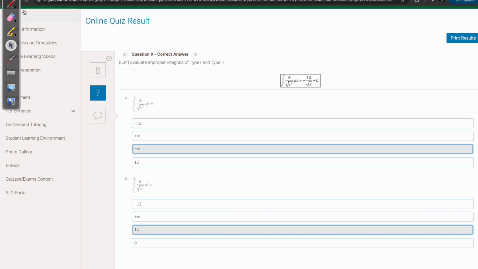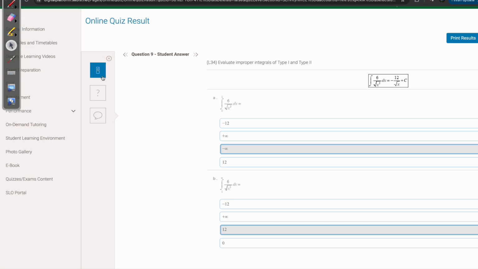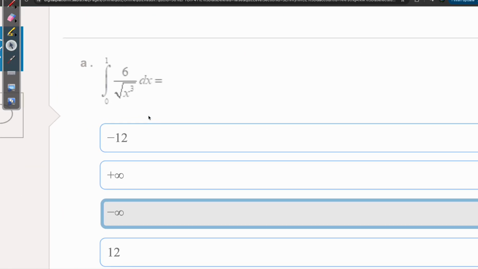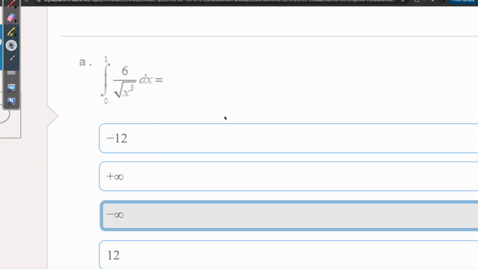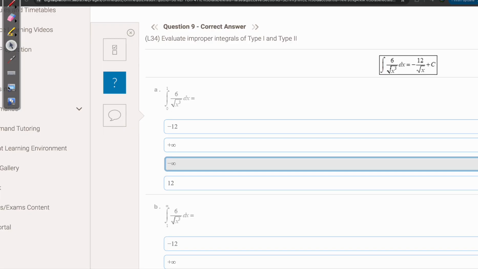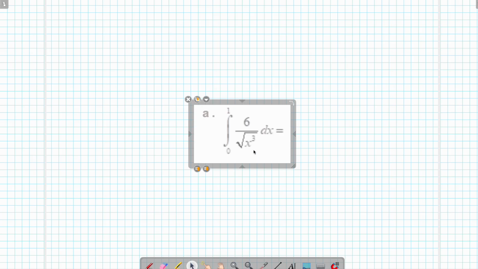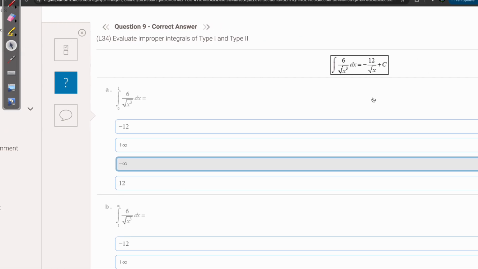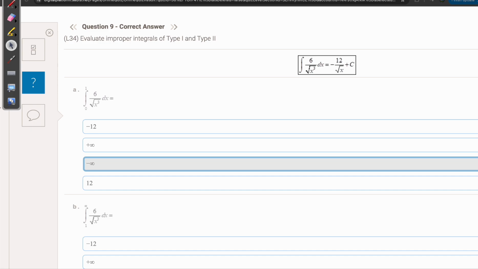Okay, first of all, from what I have seen, this is not the answer. Okay, the correct answer is positive infinity, and I'll explain why. So first I'm gonna grab this, right? And they also gave us the negative 12 over radical x plus c, which is the given here.